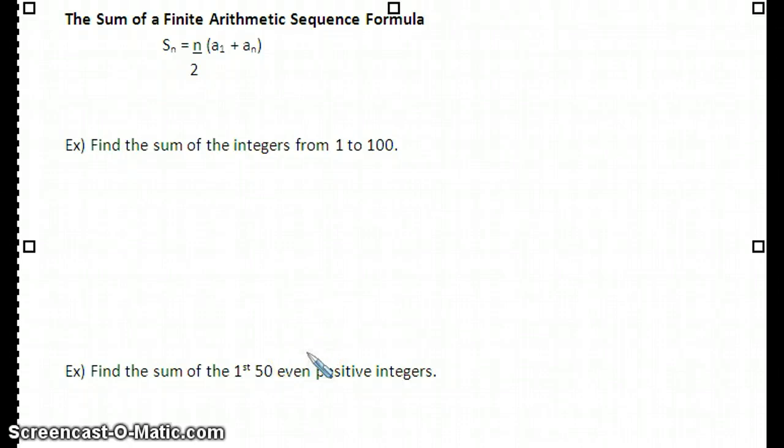Alright, welcome back to part 2 of the Pre-Calc 9.2 video. The topic for this portion of the video is dealing with finding the sum of a finite arithmetic sequence. So I've got a formula here for you that we're going to use.